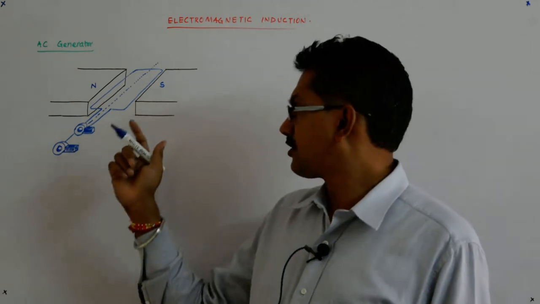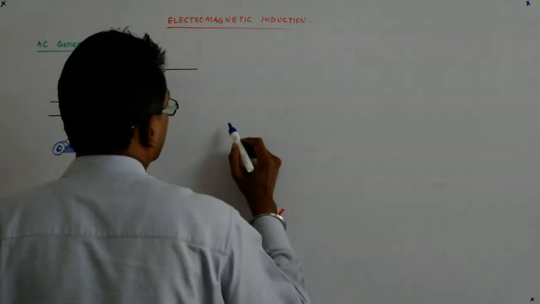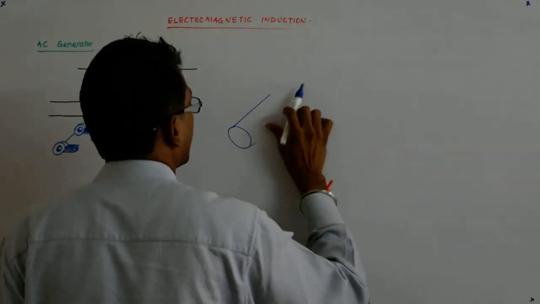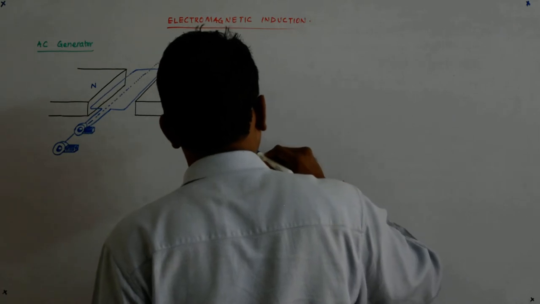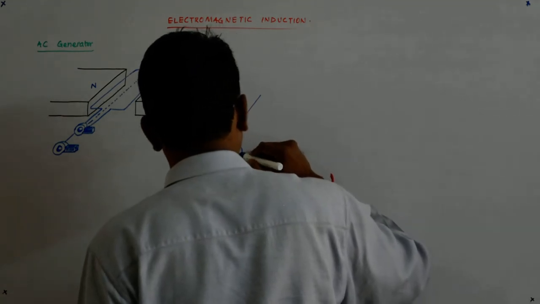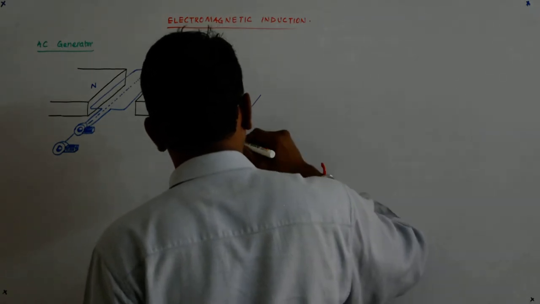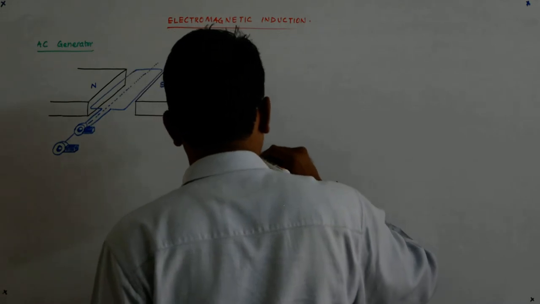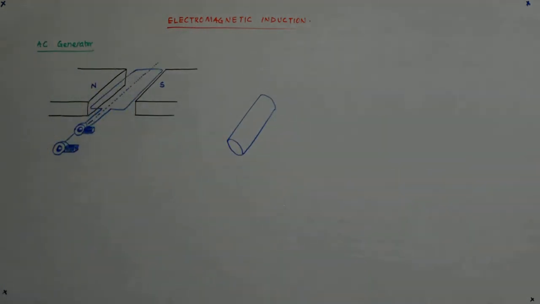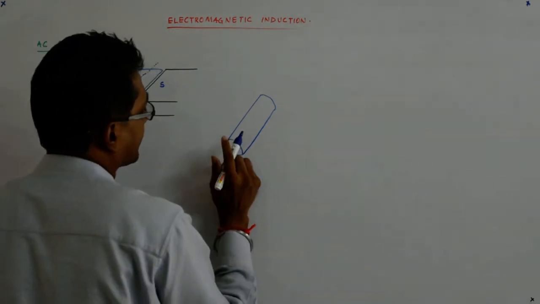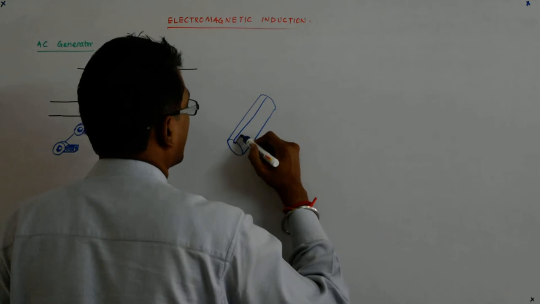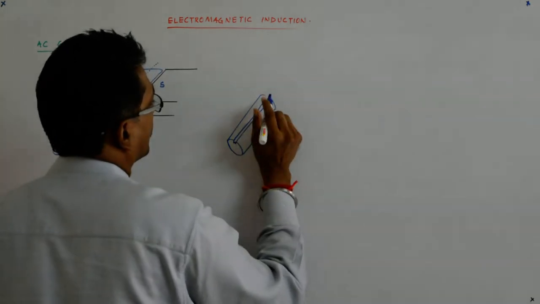In reality, there is a rotor in which this is embedded. Okay. And this rotor has slots, okay, in which you put these coils. Hope you understand. There's a slot here as well.